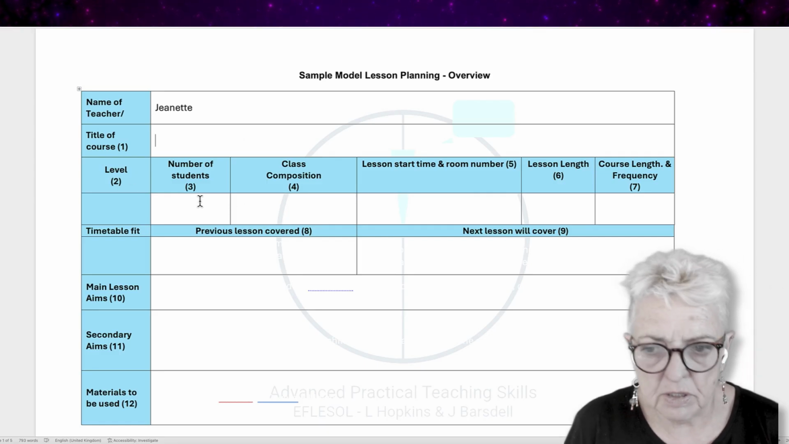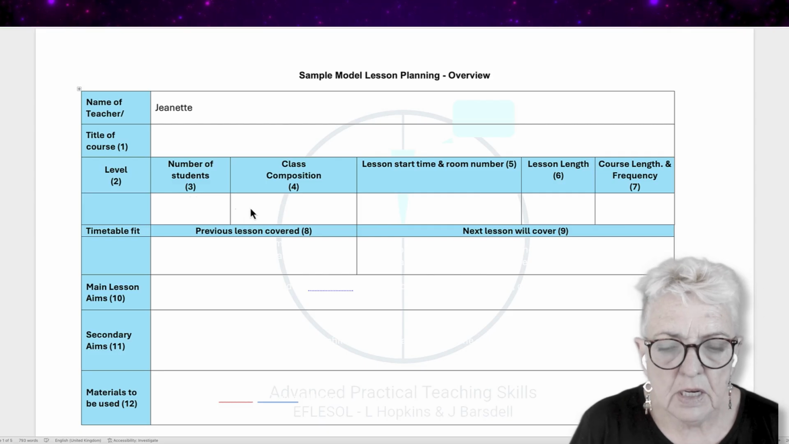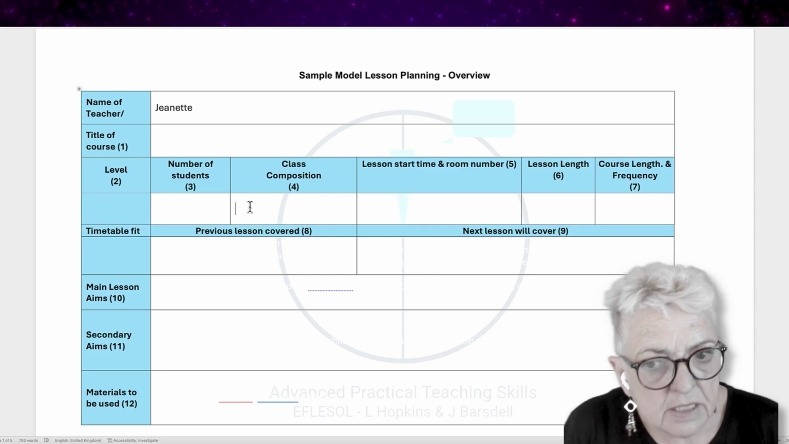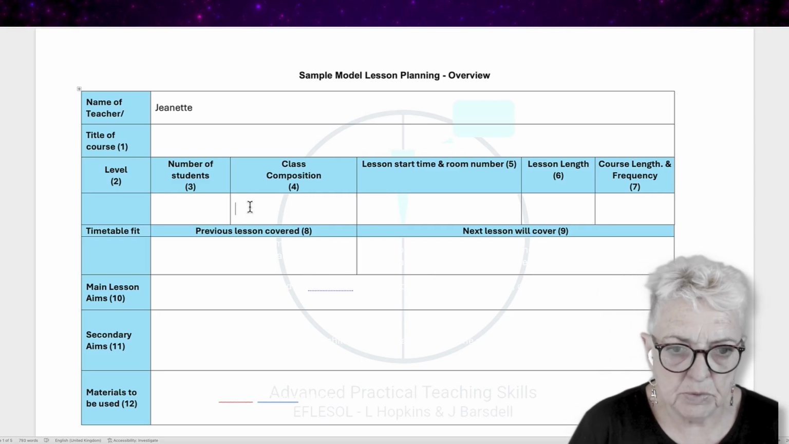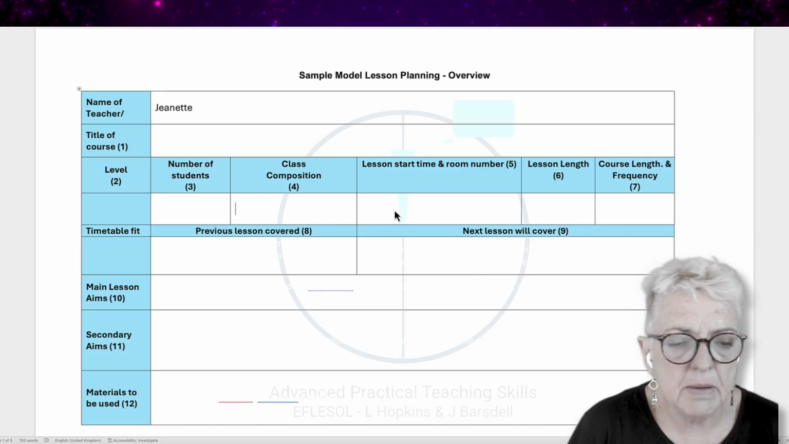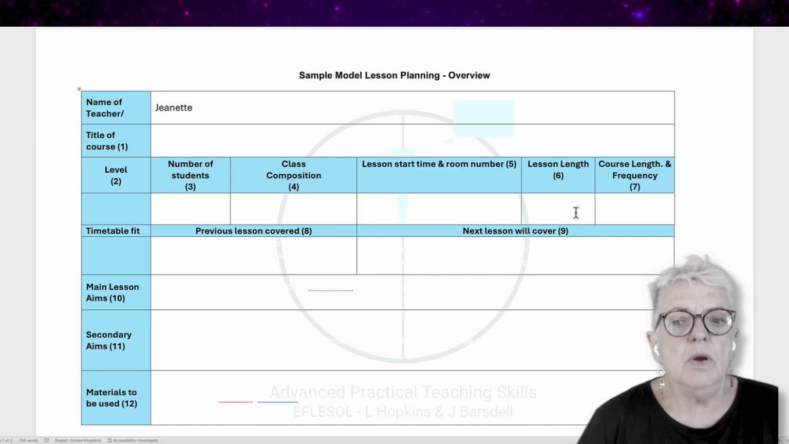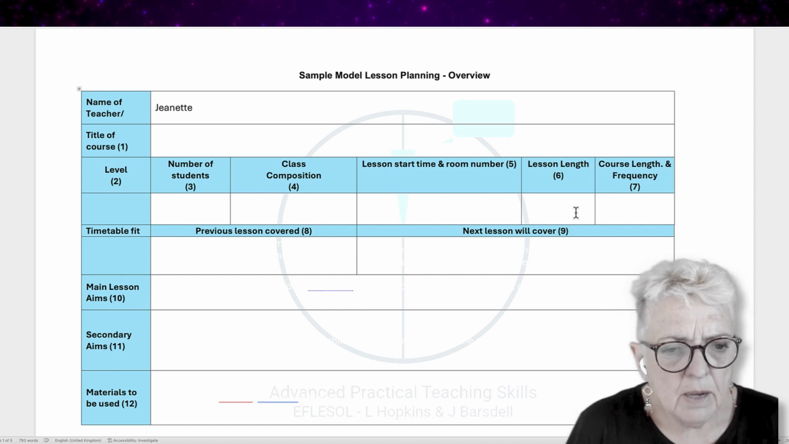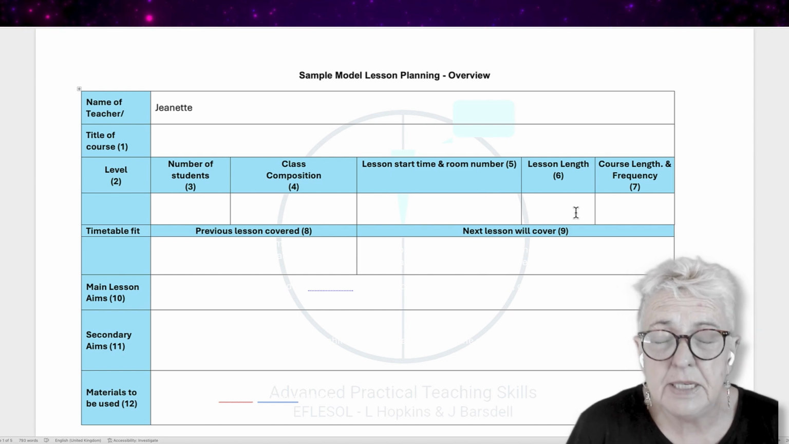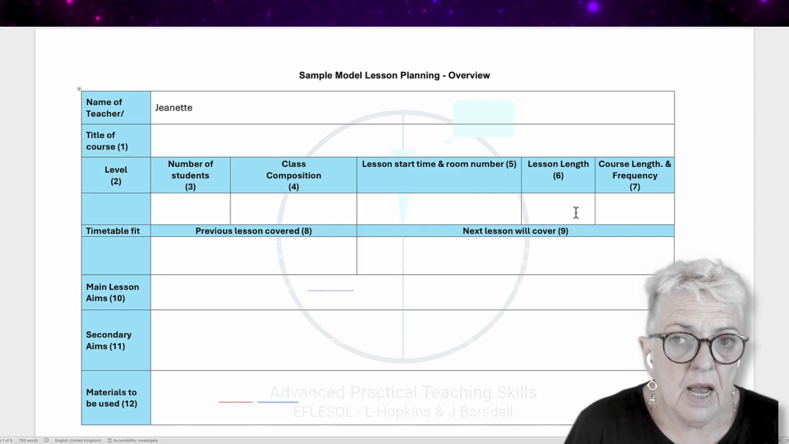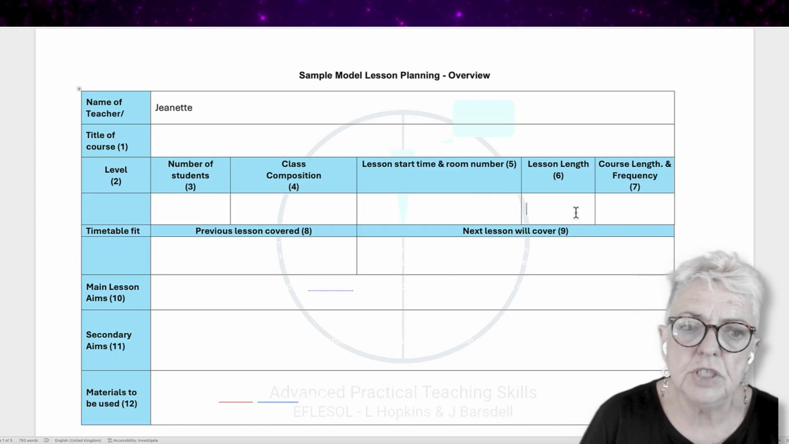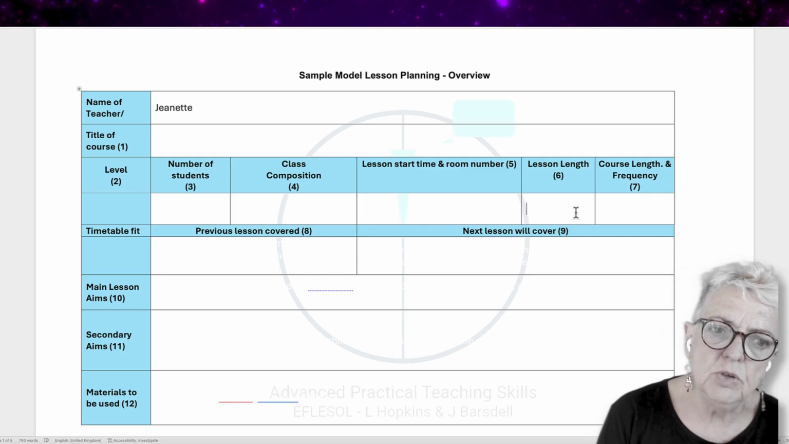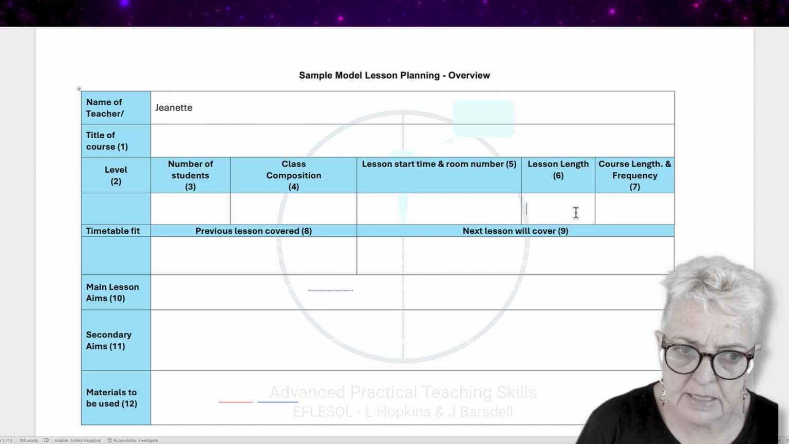So number of students, average number, class composition, could be all sorts, boys, girls, different ages, different levels, whatever you think is most important. Start time, room number, how long is the lesson? So an observer, it really varies. I've known observers observe a lesson for up to 3 hours, which seems awfully long. I would say that most observers, if it's not just a drop-in, might be 20 minutes, but a full formal observation would normally be about 50 minutes maximum.